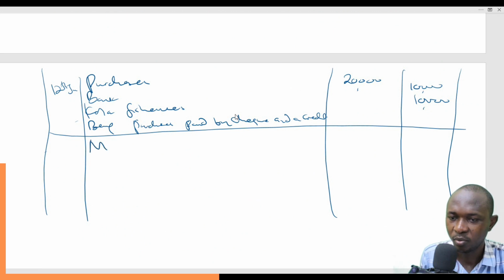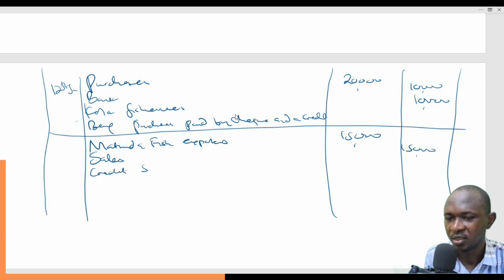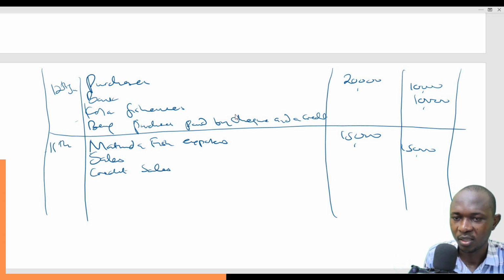We always start with the debit. So 15,000, because they are debtors. Debtors are assets. And then sales, we are reducing the stock, 15,000. So we say credit sales. That is the simple explanation that we can give. This was 11th January. Then you close the book like that.